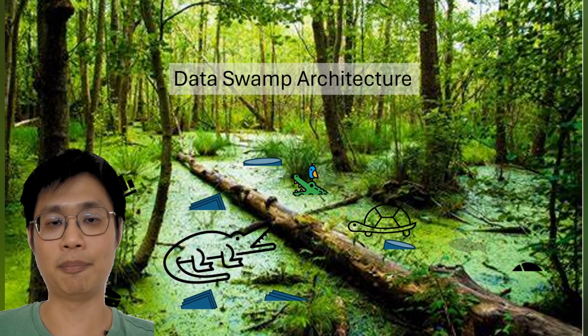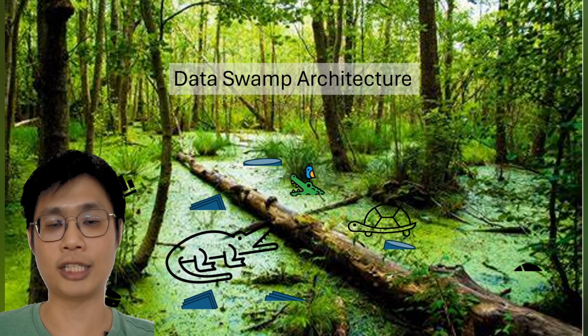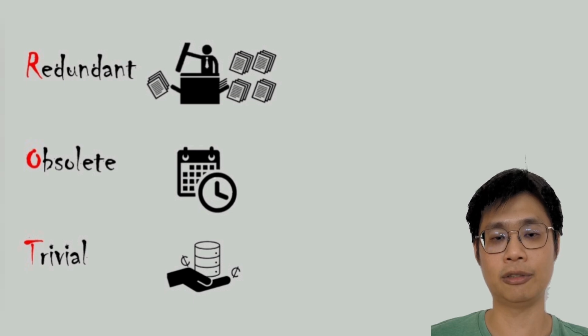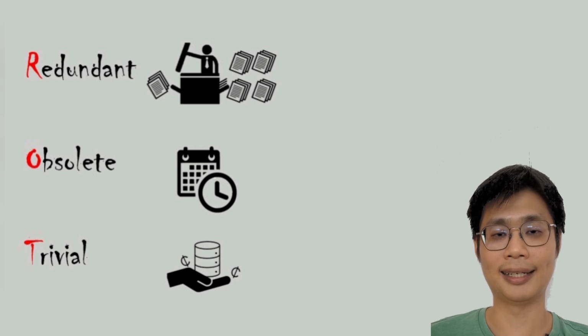Now, there are a number of reasons why data lakes transform into data swamps, but one possible cause is ROT, and that stands for redundancy, obsolescence, and trivialness. And this relates to if you take data that is redundant, meaning that you make multiple copies of the same thing, you end up creating issues with consistency, confusion on which one is the master source.